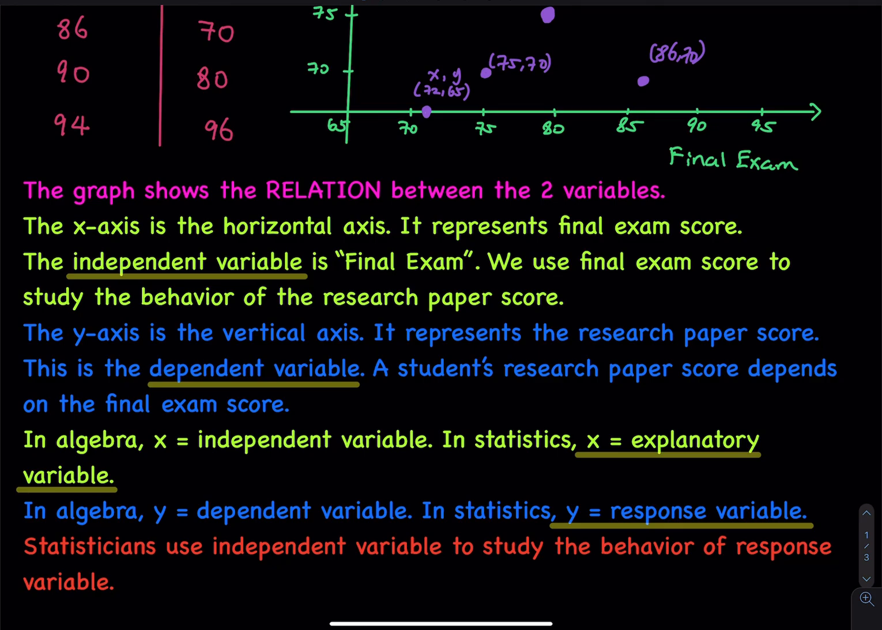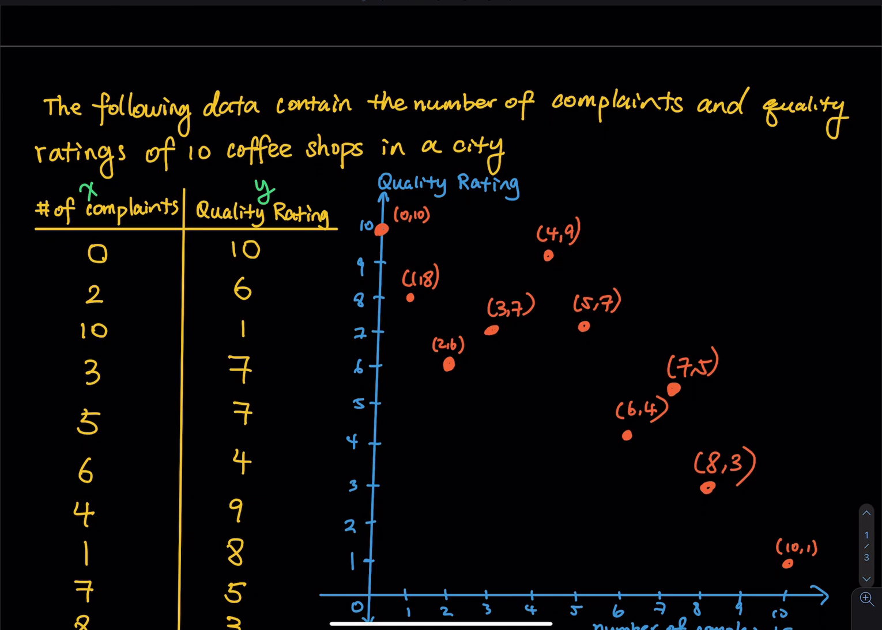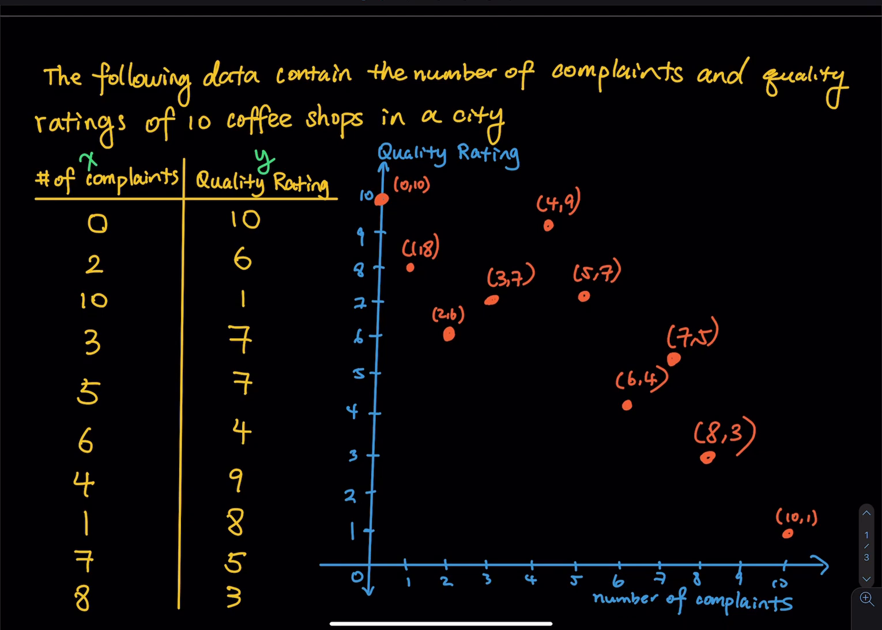Okay, so that is the first example. Let's take a look at one more graph. In this graph, the data contains the number of complaints and quality rating of 10 coffee shops in the city. So how many data points do we have?